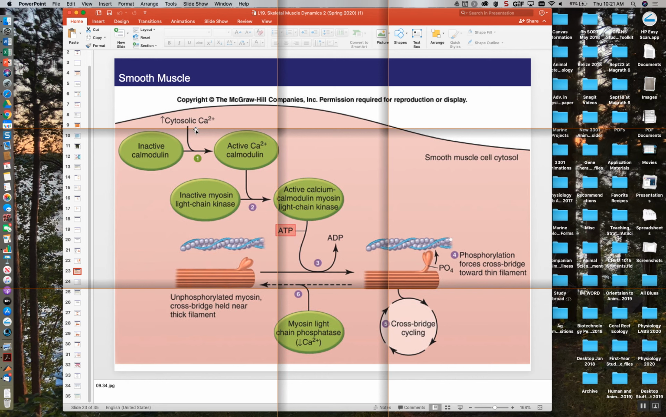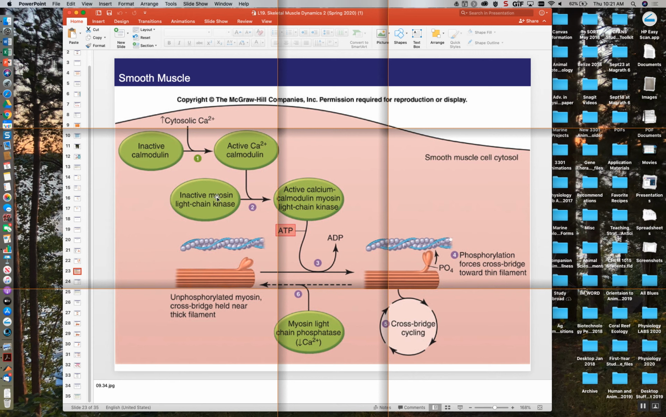This is the same for all three muscle types. In all three muscle types, contraction occurs when intracellular calcium rises. In this case though, calcium activates a protein called calmodulin. The calcium-calmodulin activated molecule then goes on to activate myosin light chain kinase. Those are proteins that are situated on the myosin neck.